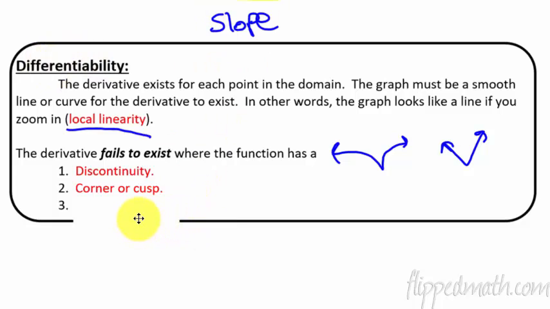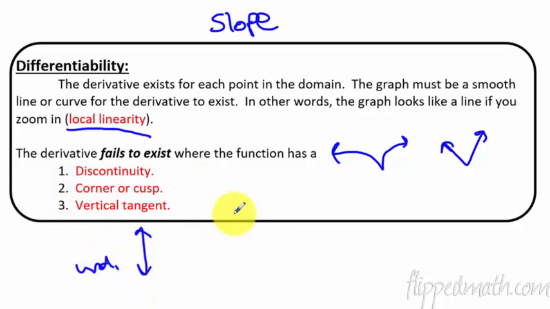And then the last one, which is a little bit harder to visualize, is this thing called vertical tangent. So let me show you what I'm talking about. Do you know how in Algebra 1, if you remember, if we had a vertical line, then that has no slope, or in other words, the slope is undefined. We'd say slope is undefined on vertical lines.